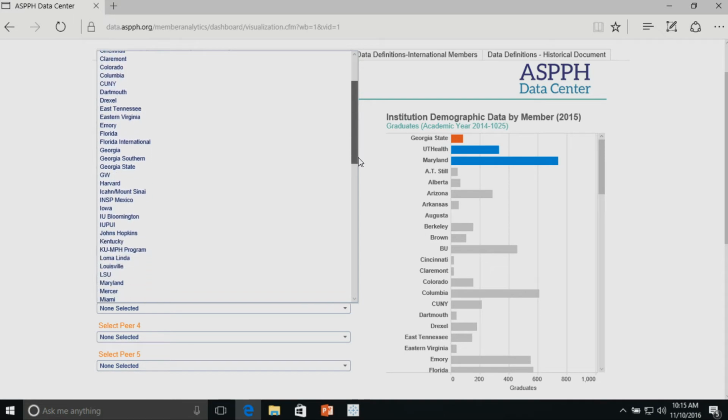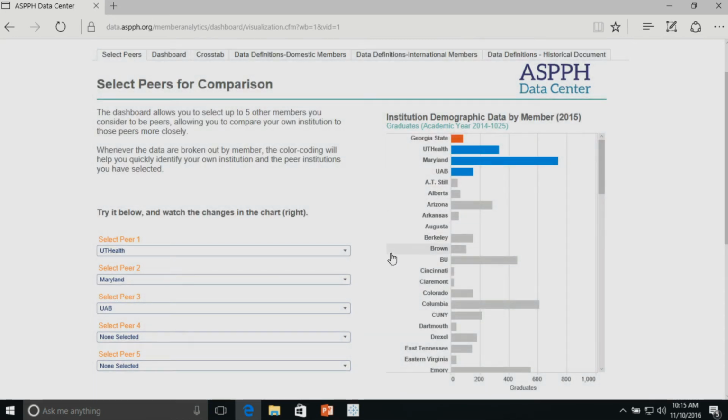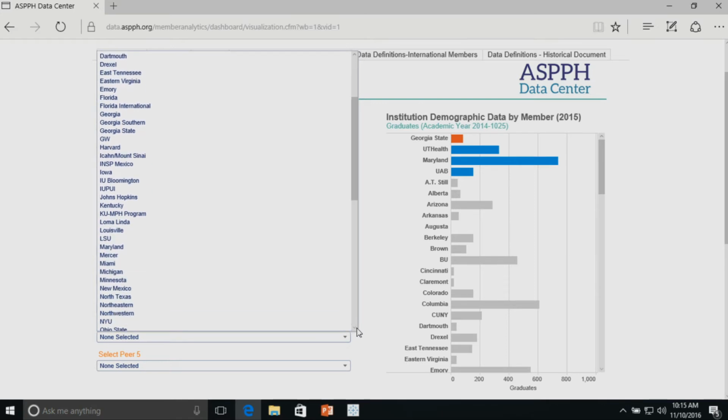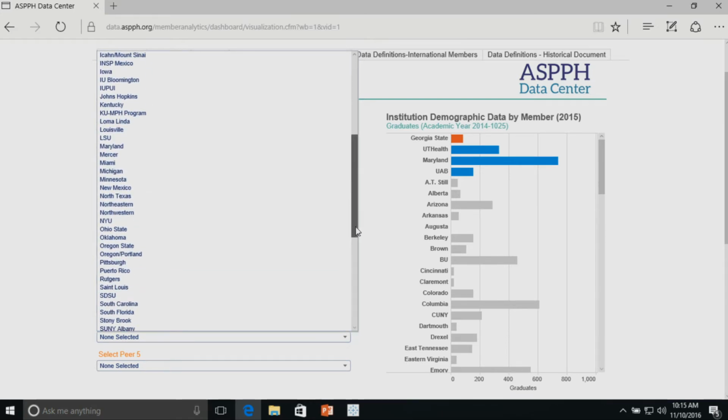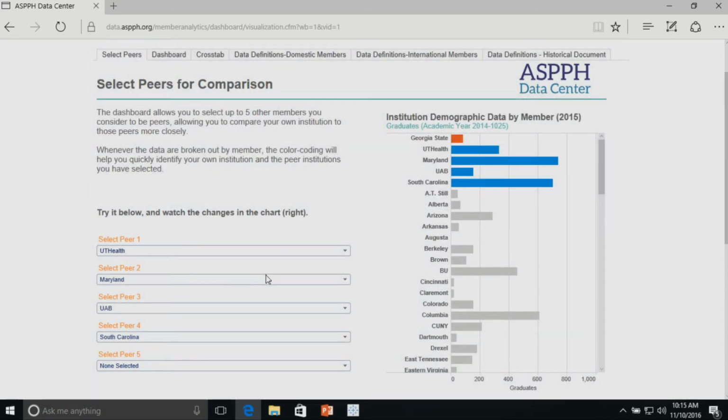And then I'm going to go with UAB, Alabama, anyone here? Great. And South Carolina. Now again, these institutions are great. They're really good institutions. They've been members for a long time. And you can kind of see Georgia State obviously looks like a newer school because they have fewer graduates.